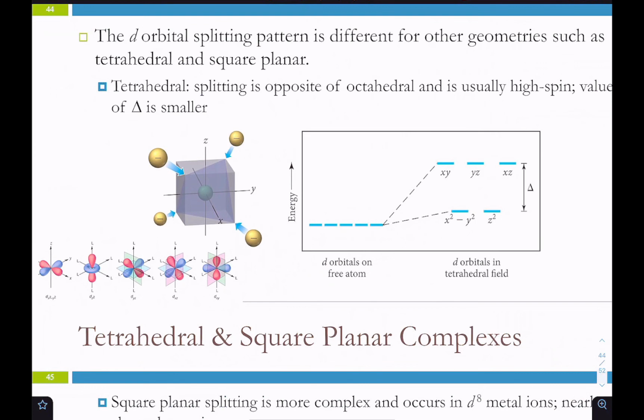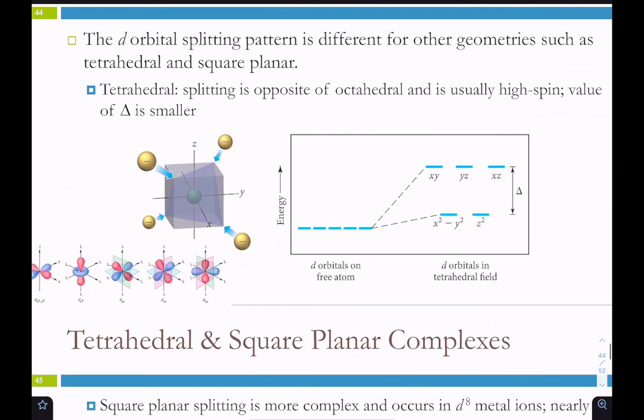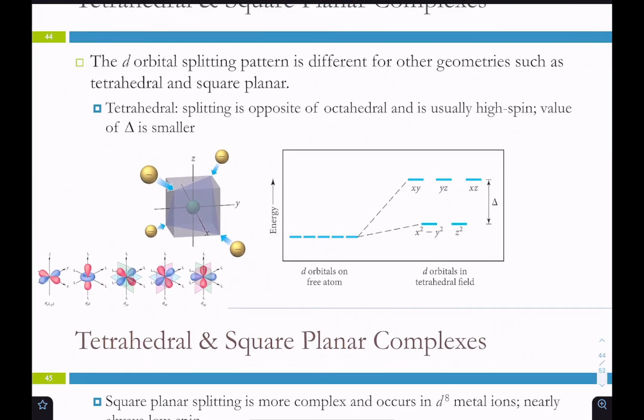So they're typically high spin. So we get lots of unpaired electrons. So regardless of what ligands are attached, that delta is going to be small.